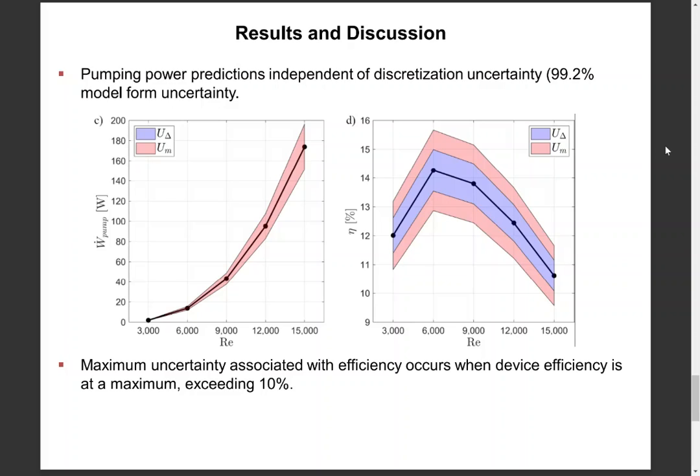Lastly, considering device efficiency, it is seen there's a large, wide uncertainty band, and that both discretization and model form uncertainty contribute to the total uncertainty. The uncertainty at the points of maximum efficiency exceeds 10%.